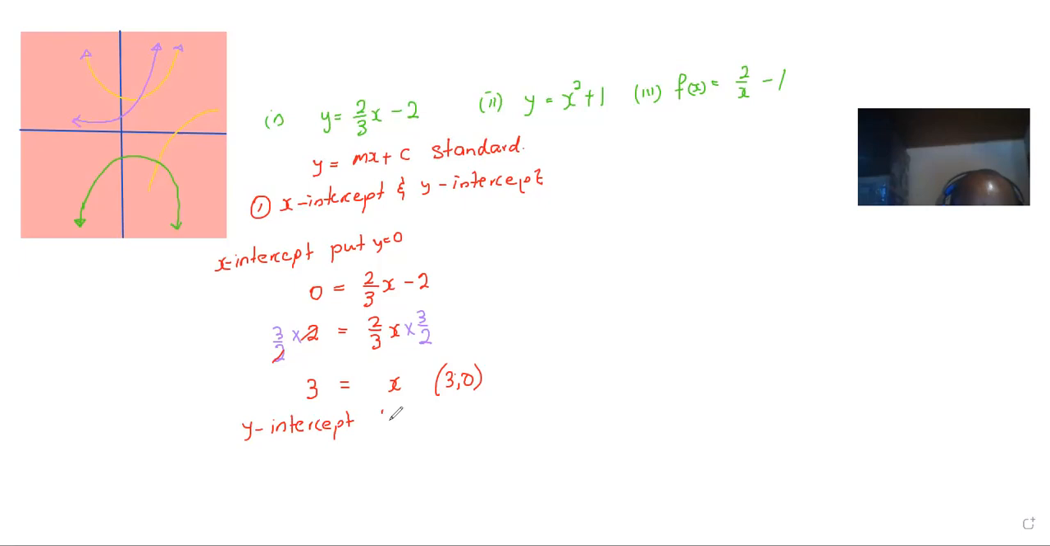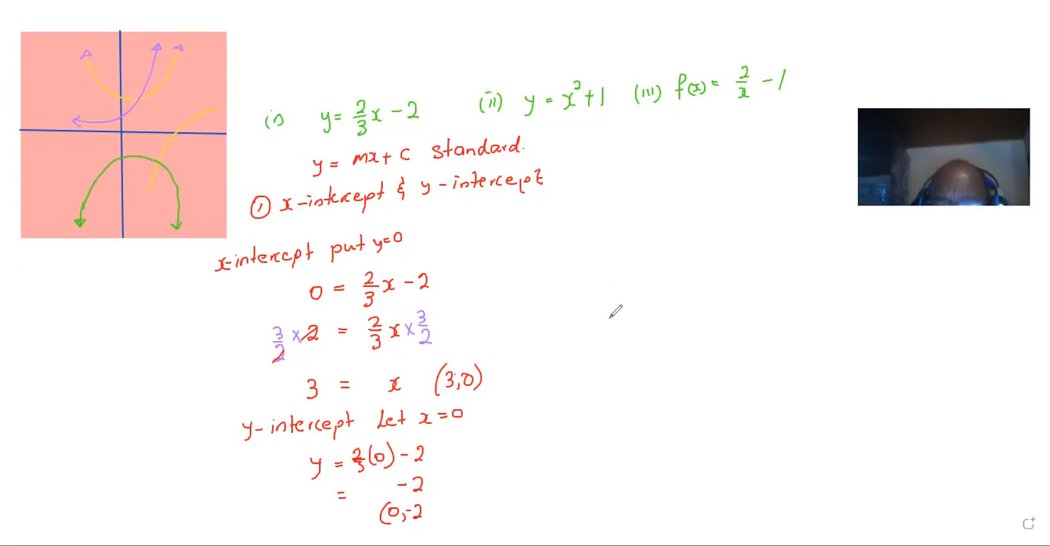And for the y-intercept, we let x is equal to 0. From that equation, we have y equal to 2/3 times 0 minus 2, so y will be negative 2. So x is 0, y is minus 2.